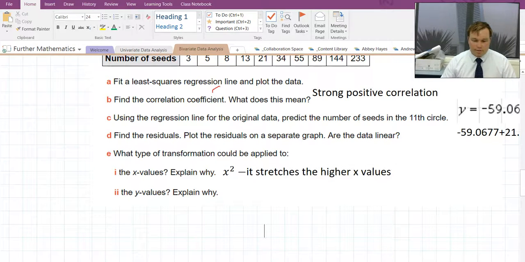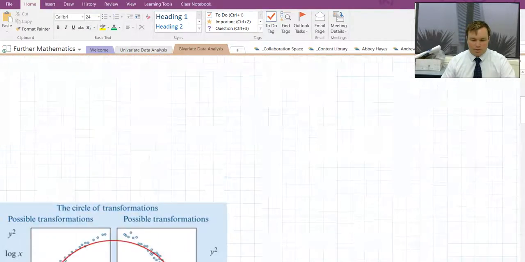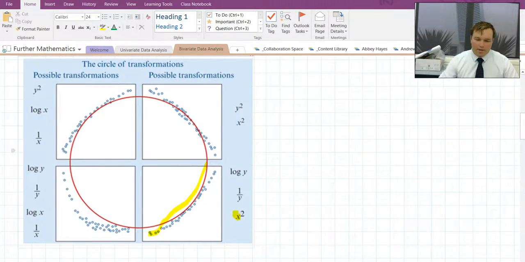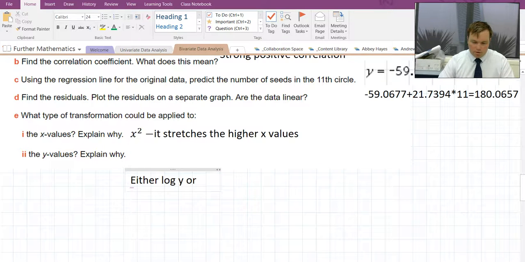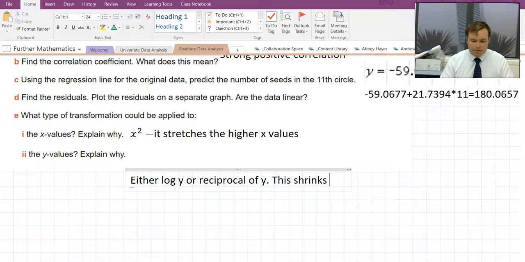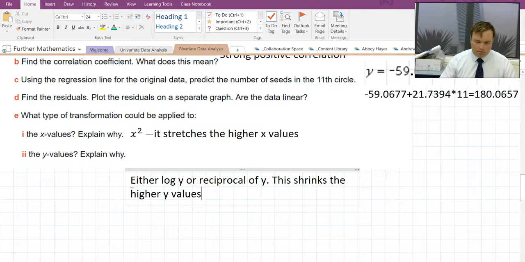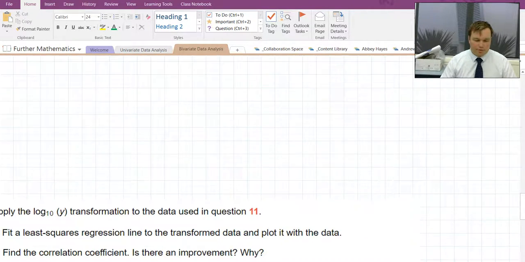Alright, what transformation can be applied to the y values? Either log y or reciprocal of y. Why? This shrinks or constricts, choose your word, the higher y values. Alright, so those are the three options that could work for us.